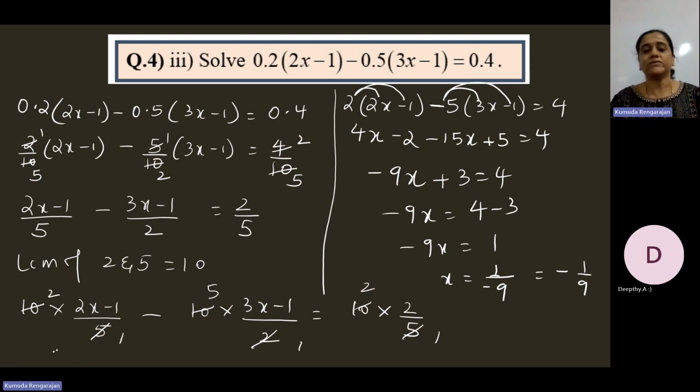We can do it even without writing the decimal numbers as fractions. We can also do the direct multiplication. Is this understood?